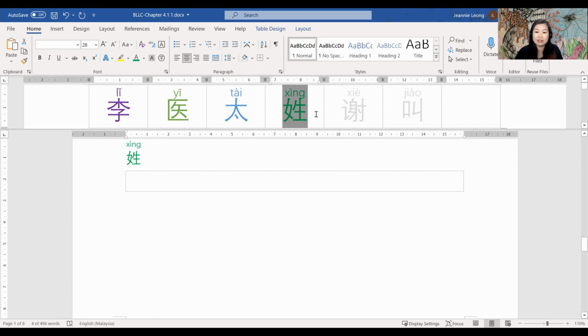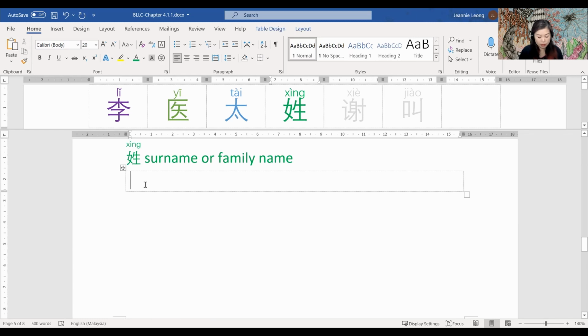The next character that I'm going to practice today is xìng. I have problem pronouncing this. I tend to get the tone wrong. Xìng, something like that. It may not be very accurate the way I'm pronouncing the pinyin. Xìng means your surname, or some people call it the family name, or your last name.